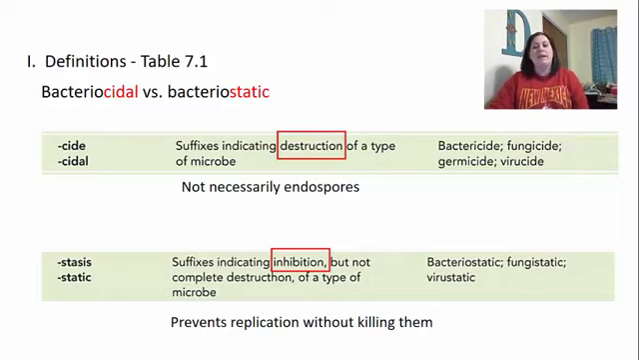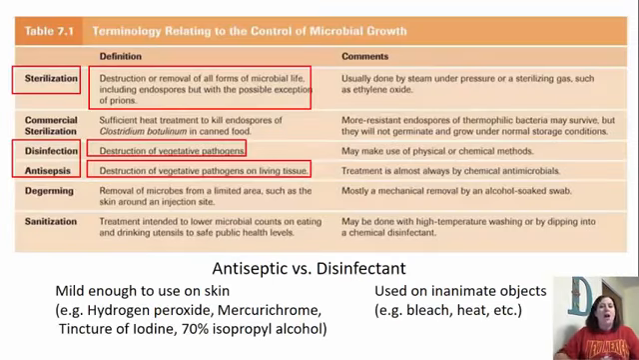All right, this would be bacteriostatic, meaning that it's going to inhibit bacterial growth. Fungistatic is going to inhibit fungal growth. Virostatic are inhibiting viruses. All right, and so when we look at this, there is a difference between it being cidal versus static. All right, some other things we want to look at are some terms like sterilization.